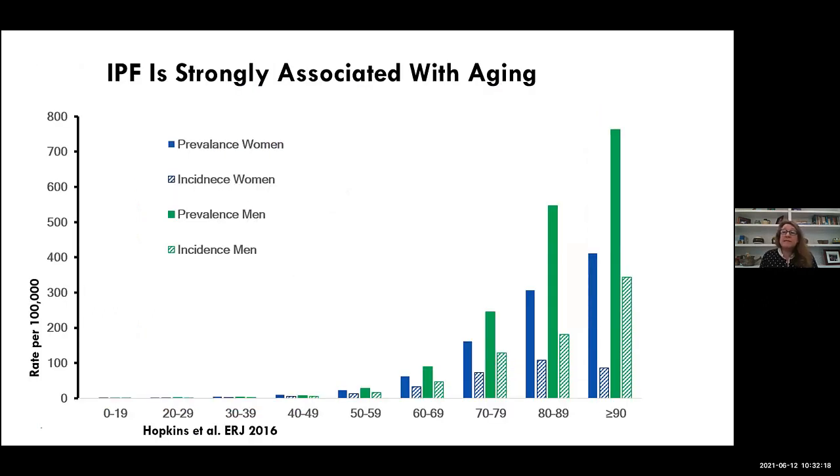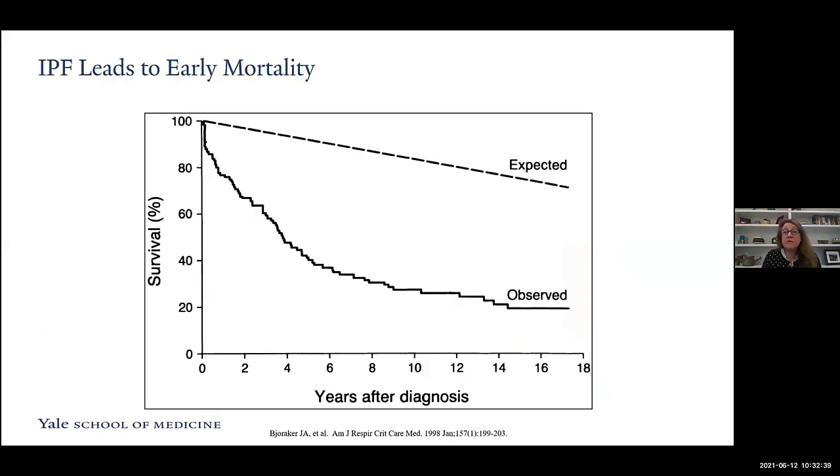It is a disease of aging. It tends to be seen more often in people who are older. You can see that in the different age categories listed here, it's incredibly uncommon in people under 50 years old. And as you go up from age 60 and over, you see it becomes much more common. It does lead to early mortality, meaning that people do die of this disease, which is why it's so important that we find medications not only to slow it down, but to stop it in its tracks and to really find a cure for this disease.